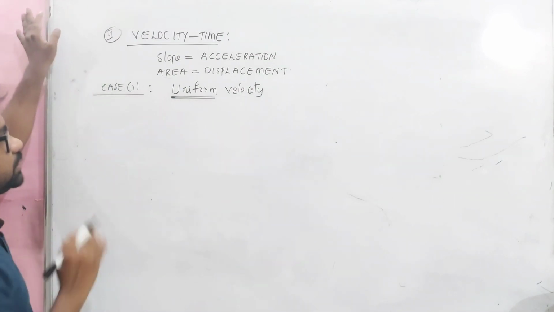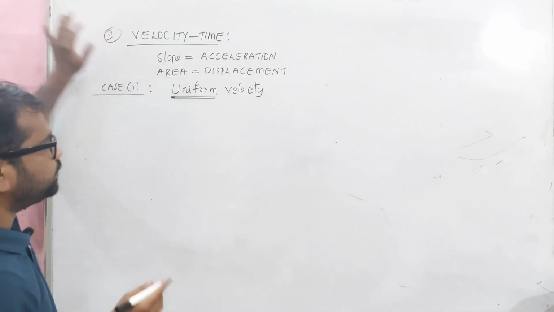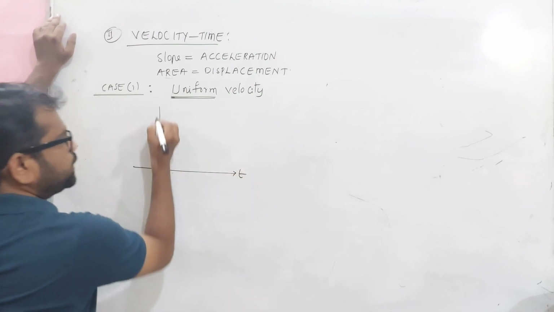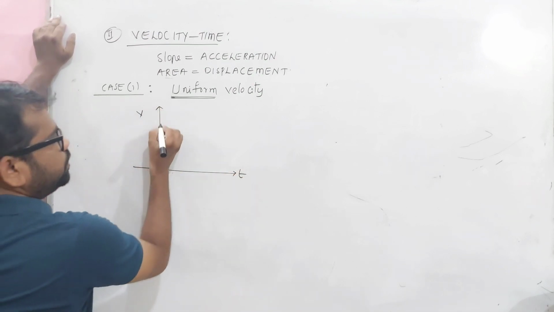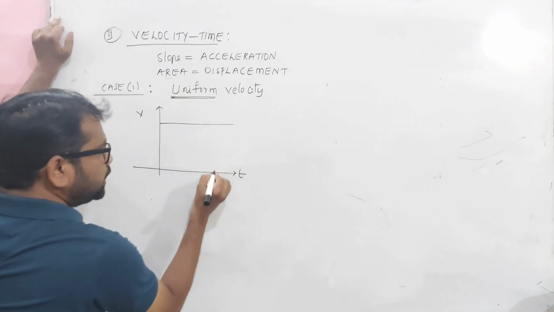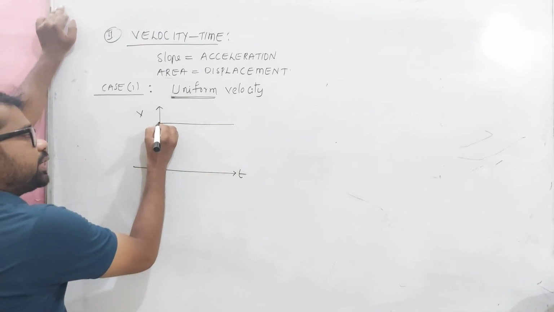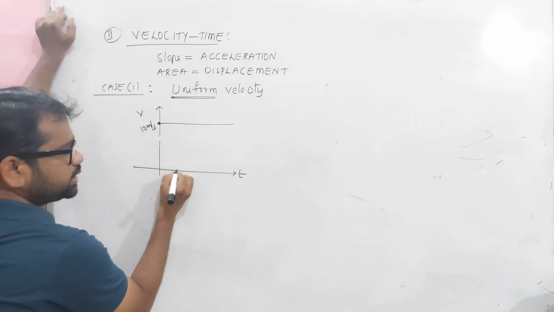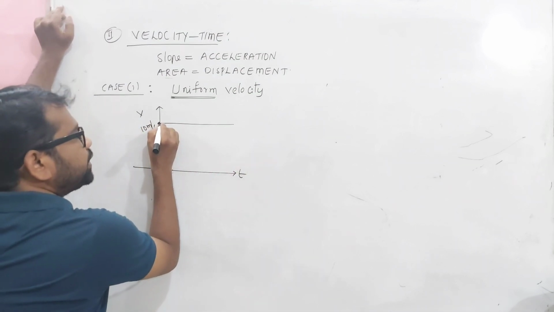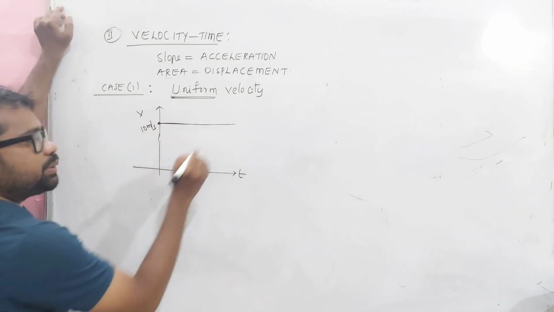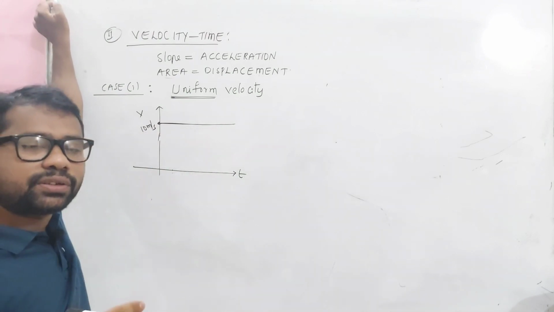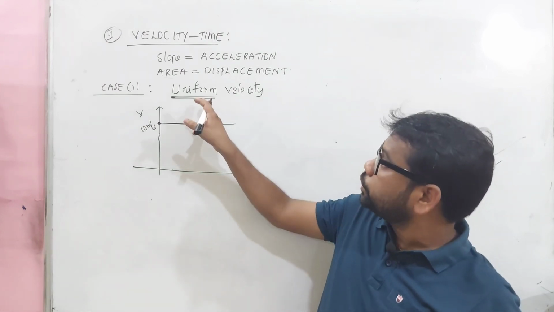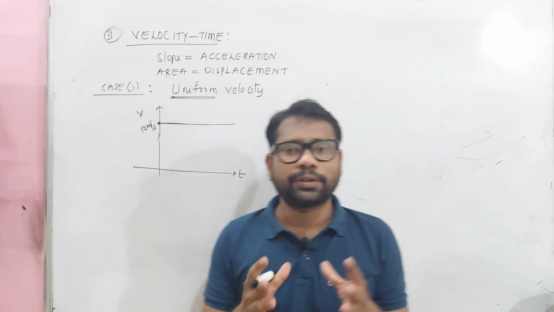So children, for that, how will the velocity-time graph be? Look here. This is the time axis and here is the velocity axis. We get a straight line parallel to the time axis. As we have taken the example of 10 meter per second, as time increases, velocity remains constant. This is how we get a velocity-time graph for an object moving with a uniform velocity.